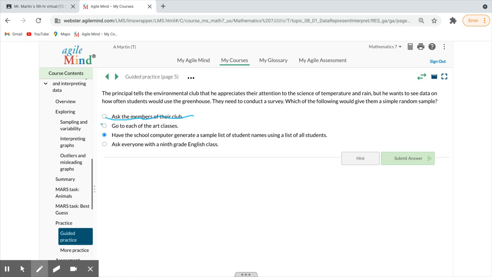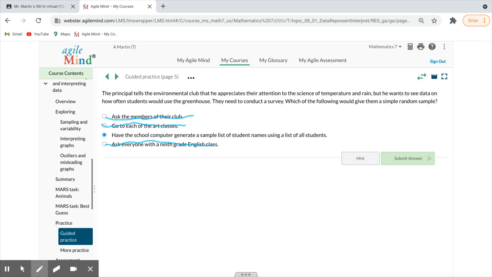Good. Why would it not be going to each person in the art class? Somebody help him out. Because it's still a small group. What about everyone in the 9th grade English class? That's not including the whole population either.